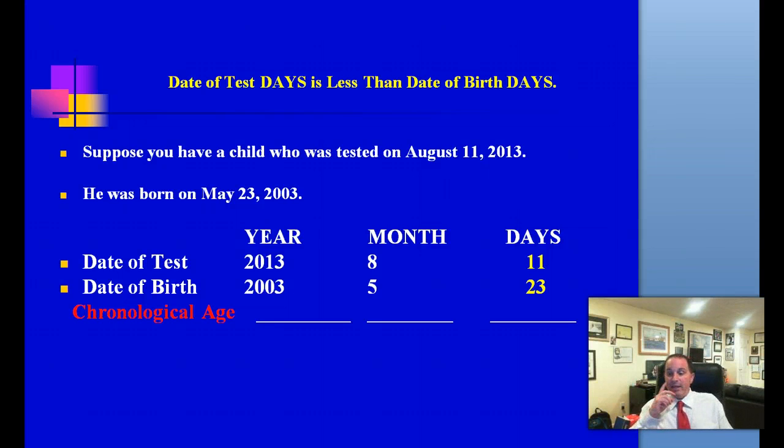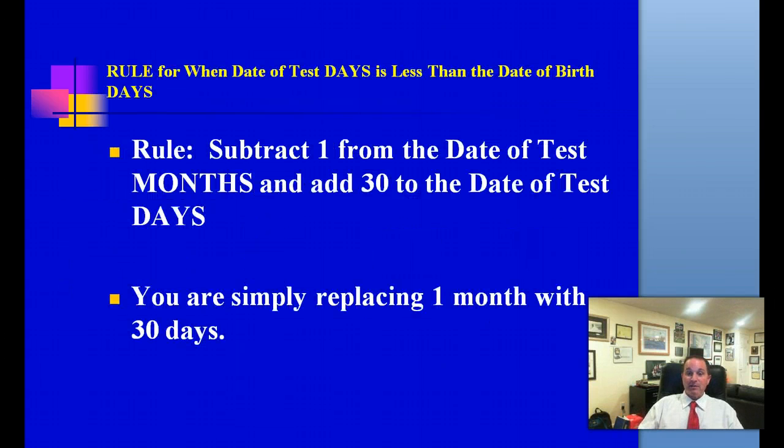Now, you can't do 11 minus 23. So the question becomes, what do we do when our date of test days, the 11, is smaller than our date of birth days, which is 23? What happens when the date of test days is less than the date of birth days? In our example, 11 minus 23. You can't do that subtraction.